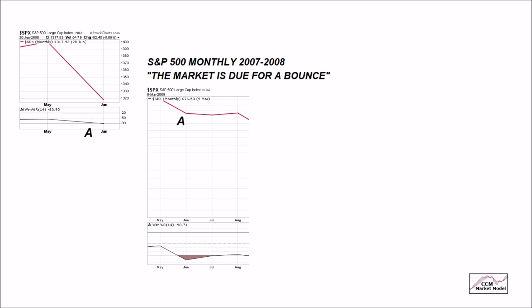Let's fast forward. How helpful was that? Well, we're oversold. We're due for a bounce. Let's fast forward. We're oversold. We're due for a bounce. In fact, now we have a bullish divergence. So we should be patient, or maybe we should buy here. Let's fast forward. Was that helpful?